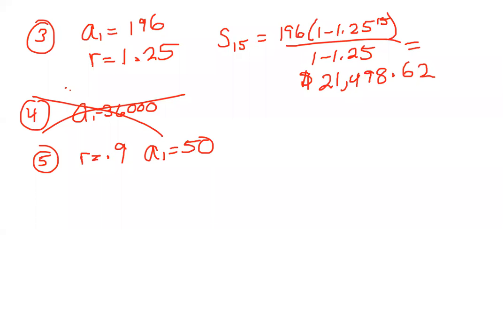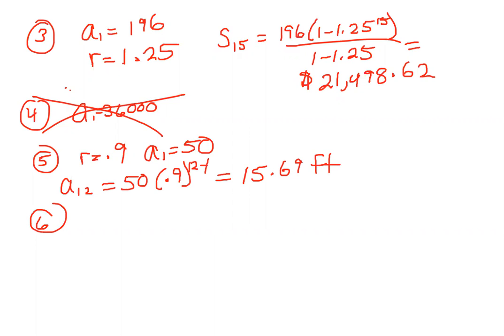That's where we're starting, and we're looking for A12, so that equals 50 times 0.9 to the 12 minus 1, which equals 15.69 feet. All right, not too bad. Number 6, logs are stacked. So there's 40 logs on the bottom and 2 fewer logs than the rows below.